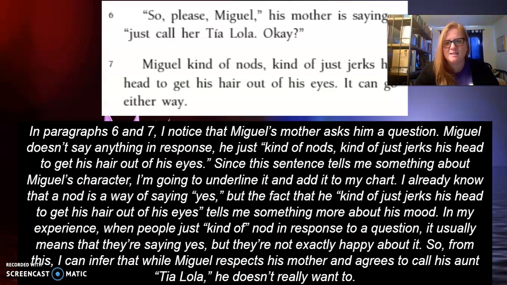Since this sentence tells me something about Miguel's character, I'm going to underline it and add it to my chart. I already know that a nod is a way of saying yes, right? When I nod, I say yes. But the fact that he kind of just jerks his head around to get his hair out of his eyes tells me something more about his mood. In my experience, when people just kind of nod in response to a question, it usually means that they're saying yes, but they're not exactly happy about it. So from this, I can infer that while Miguel respects his mother and agrees to call his aunt Tia Lola, he doesn't really want to.